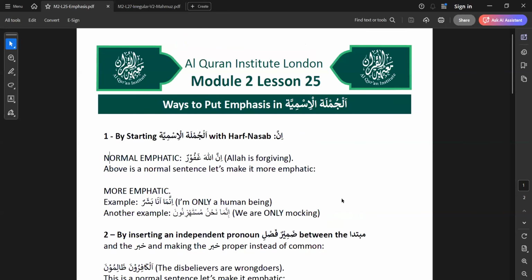Alhamdulillah, we have reached lesson 25 today, which is emphasis, more specifically ways to put emphasis in Jumlatul Ismiya. So we will be focusing on Jumlatul Ismiya. This lesson is not too long, so we will start lesson 27, and we will be teaching 25 first, then going to 27, and that's not a mistake, that's intentional.